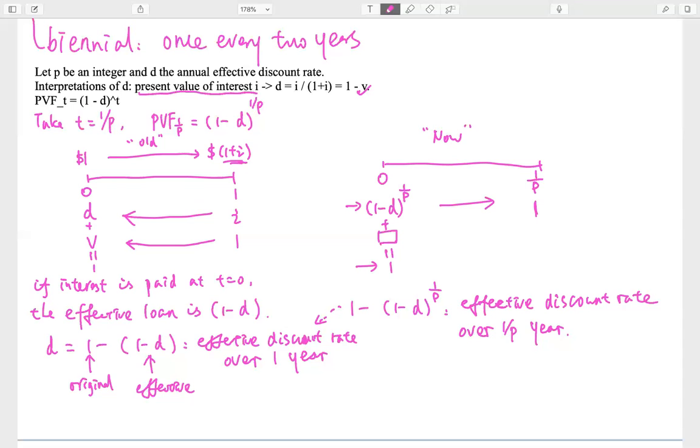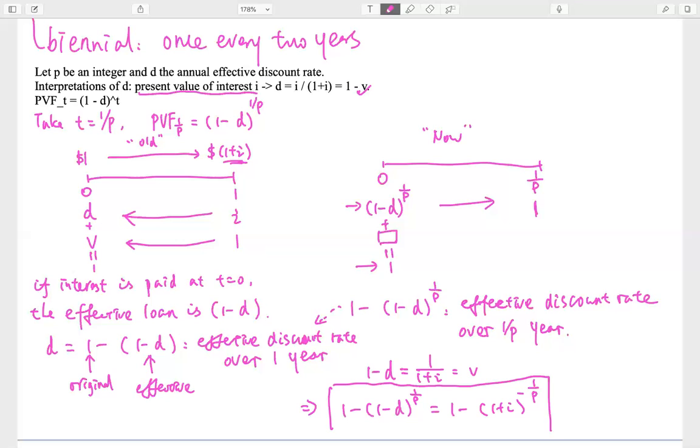So we know 1 equals the present value of this i. So we can write down a formula: 1 minus d to the power 1 over p would be 1 minus (1 plus i) to the power of negative 1 over p. If you want, you can put a box around this to claim it is a formula.